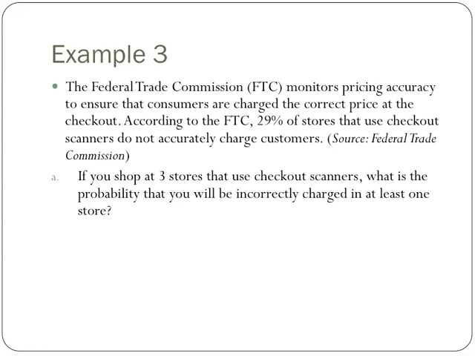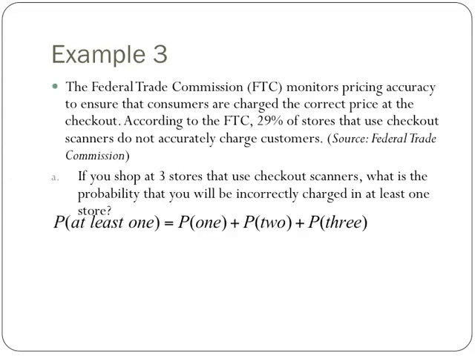Now this one's a little bit different from the other examples because this is at least one store. So it could be one store, it could be at 2 stores, it could be at 3 stores. So what we're going to do is find the probability that 1 out of the 3 stores incorrectly charged you, 2 out of the 3 stores incorrectly charged you, and 3 out of the 3 incorrectly charged you. Once we've done that, then we can find the sum of those probabilities to find the probability that at least 1 incorrectly charged you. Okay, so let's go ahead and find each one.